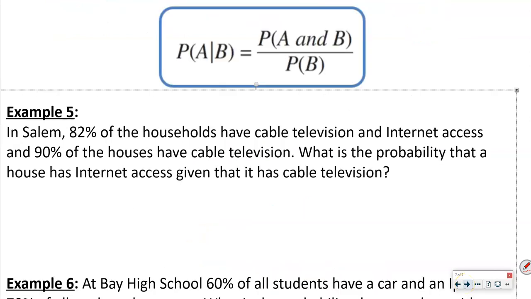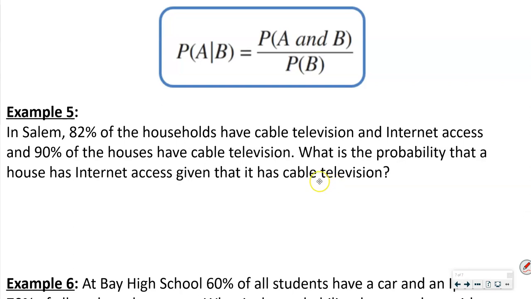All right, so on this last part of the lesson, it says probability of A given B. You do the probability of A and B again over the probability of B. So this time, this is all in words, and I know how much y'all love word problems, but I need you guys to pay attention here. So in Salem, 82% of the households have cable television and internet access, and 90% of the houses have cable television. What is the probability that a house has internet access given that it has cable television?